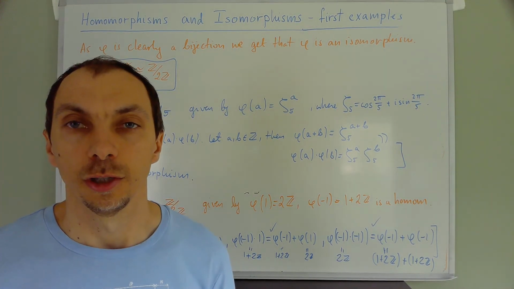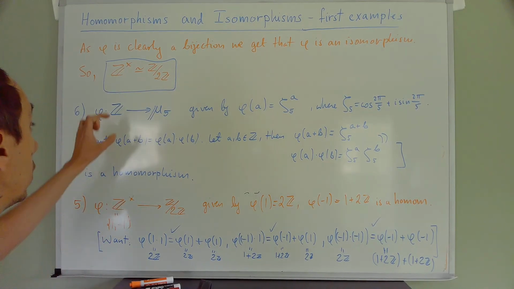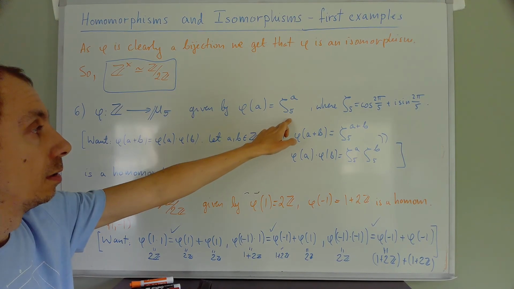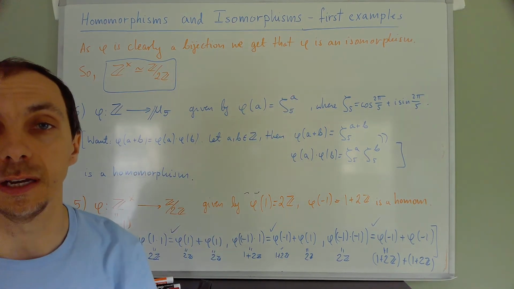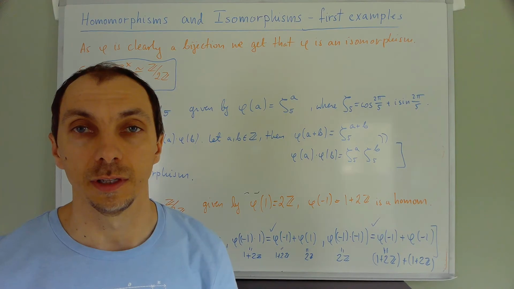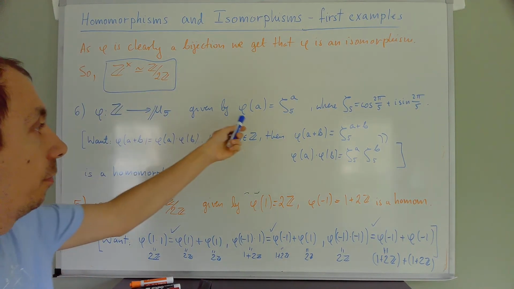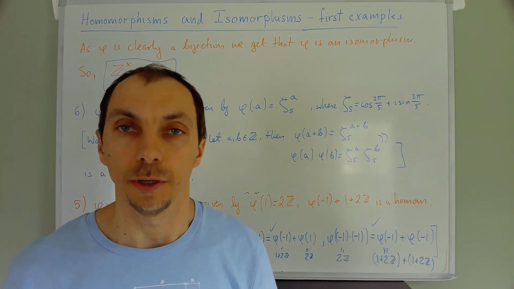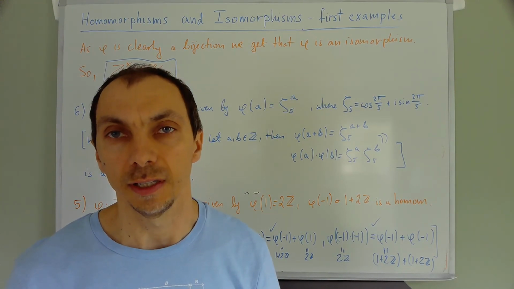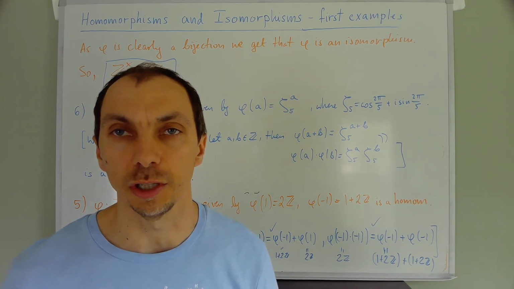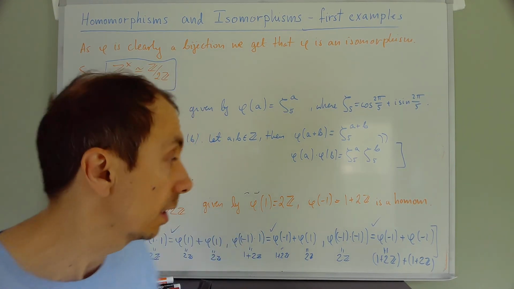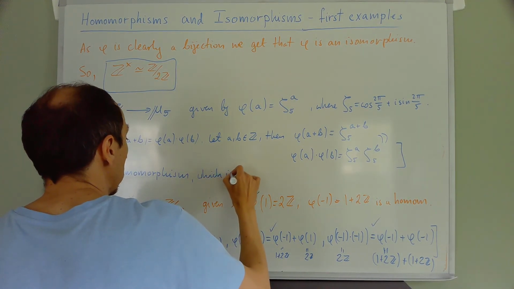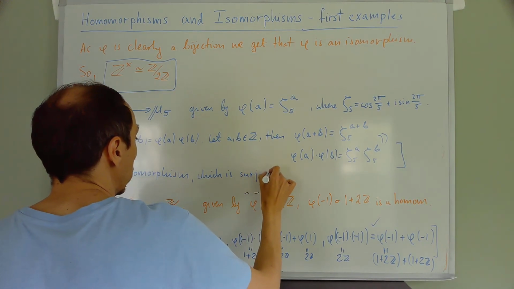Is it injective? Surely not, right? 0 and 5 go to the same thing, because phi of 0 is 1, and phi of 5 is zeta 5 to the 5, so also 1. So not injective. Is it surjective? Yep. Phi of 0 is 1, phi of 1 is zeta 5, phi of 2 is zeta 5 squared, phi of 3 is zeta 5 cubed, phi of 4 is zeta 5 to the 4th, and that exhausts already all the fifth roots of unity, so it is surjective. Which is surjective, but not injective.